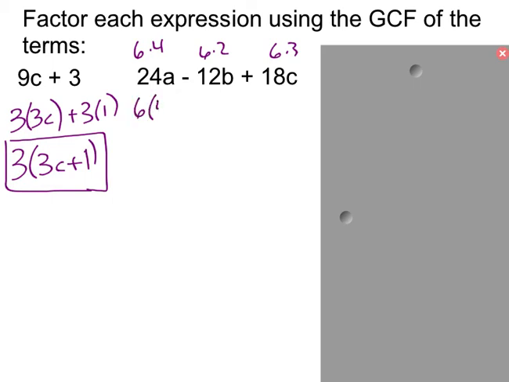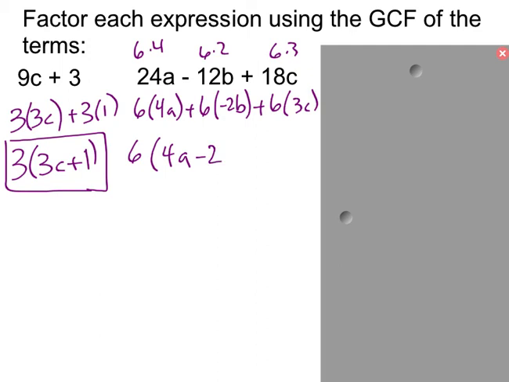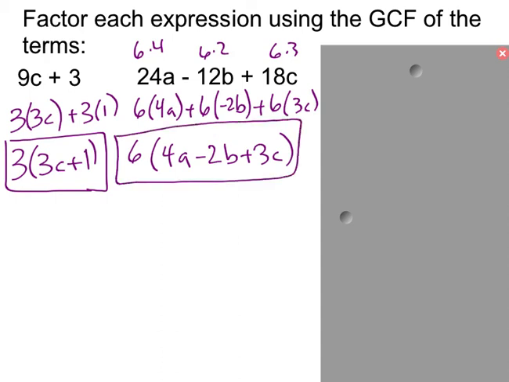So 6 times 4a plus 6 times negative 2b plus 6 times 3c. Okay, just dividing 6 out of every one of those. Pull the 6 all the way out and bring down the parentheses. So 4a minus 2b plus 3c, and that is done.